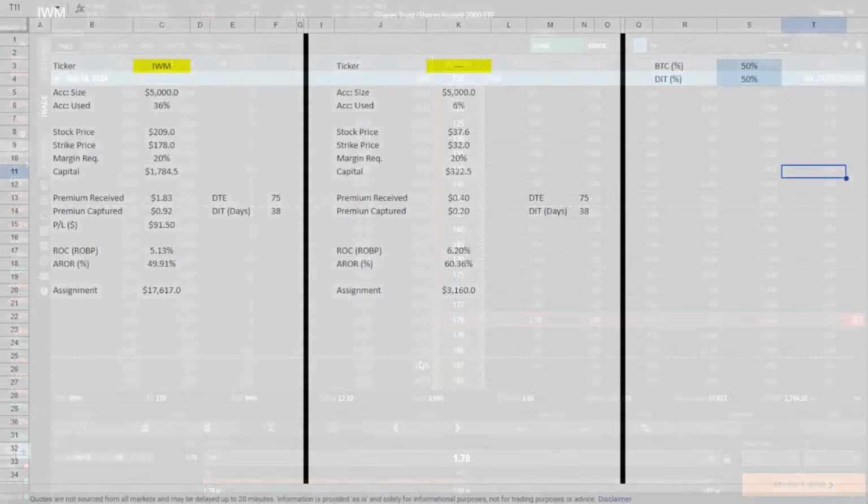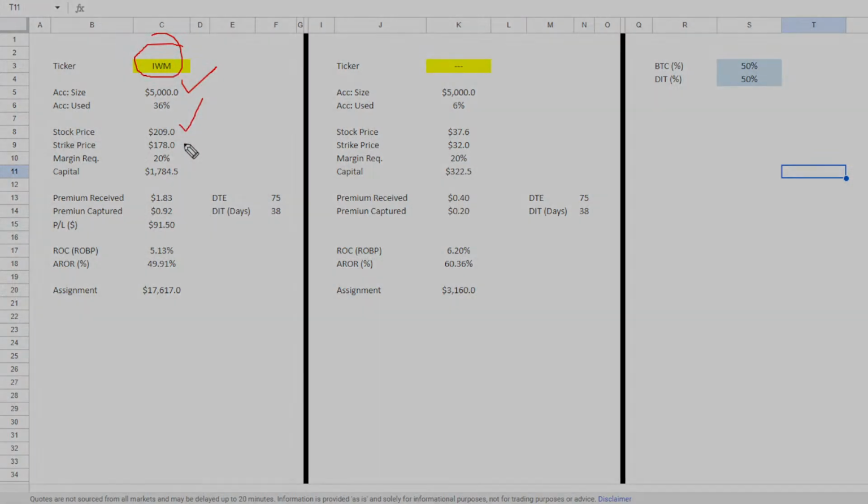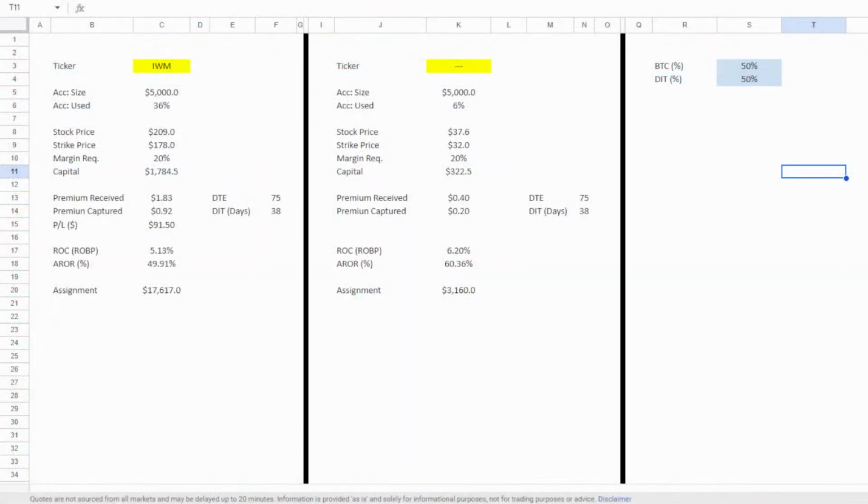It's very, very simple. So here in Excel, as you guys can see, I just put the numbers from TastyWorks into Excel. This is our ticker, IWM. We play here with an account of $5,000. I'm going to explain this in a second. The stock is trading at $290. Our strike price, as you saw, actually, let me go back here. So here our strike price is 178, as you can see, okay? So back here to the Excel.